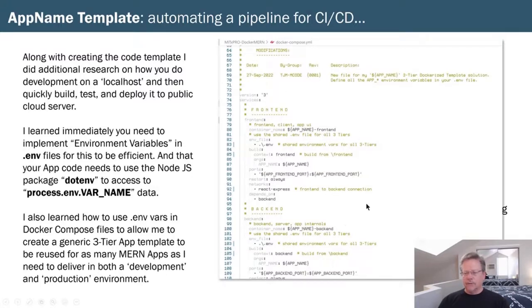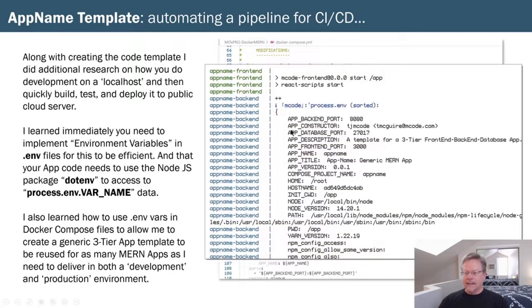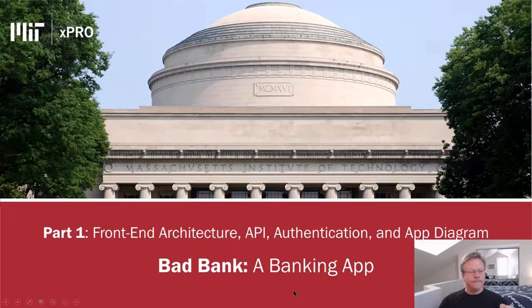This is a quick look at my Docker Compose file where I actually went and made a framework to deploy a front end, a back end, and a database. And in that template, I have all my env files being called out of an env file for either development or for production.